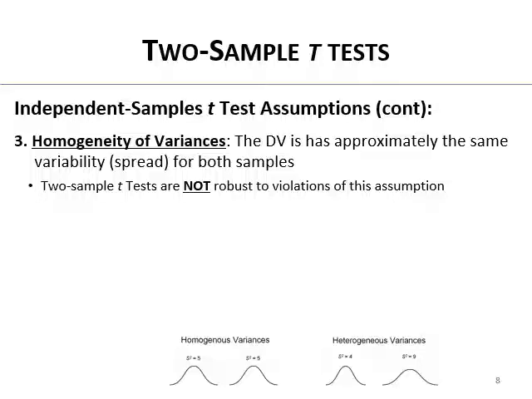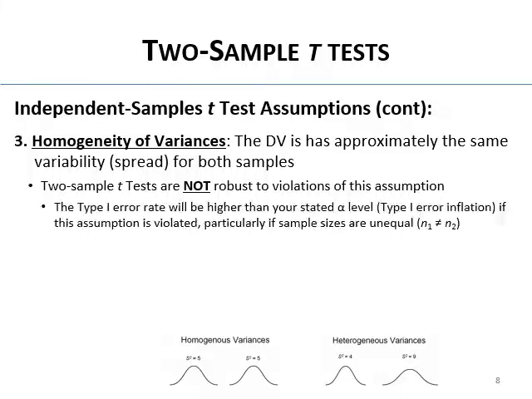So two sample t-tests, in fact all the t-tests, are not robust to violations of this assumption, meaning if you violate this assumption, it really messes up the results. What happens specifically is that the type 1 error rate is higher than what you state as your alpha level, and we call that type 1 error inflation. So if you violate the assumption, you think it's alpha of 0.05, a 5% chance of making a type 1 error, but in reality, you've got something higher than 5%.